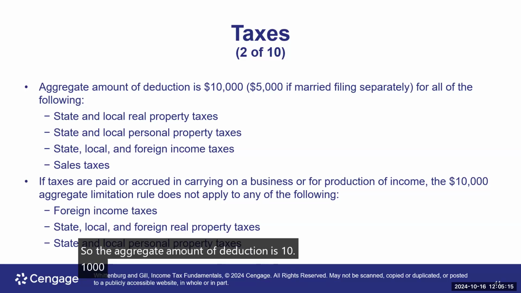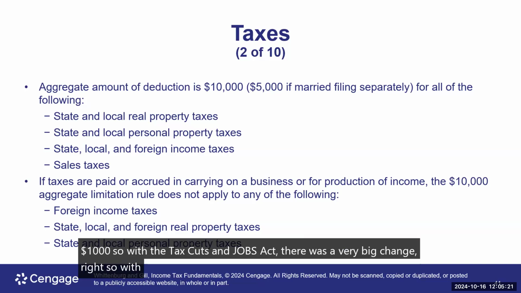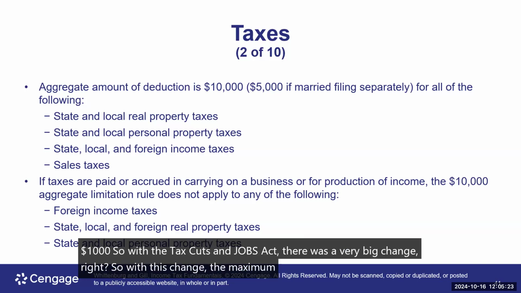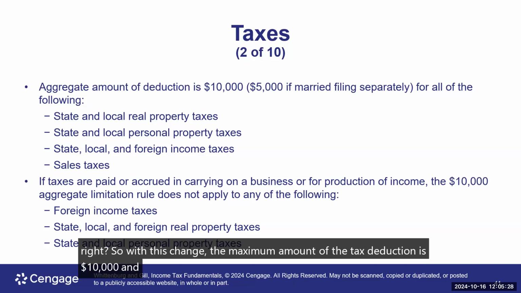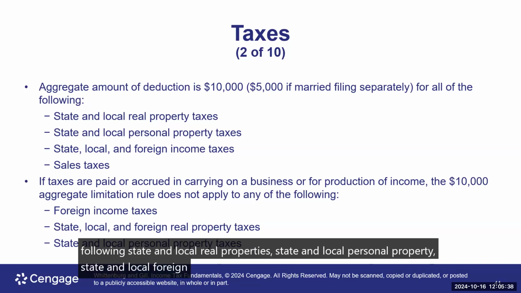So with the Tax Cuts and Jobs Act, there was a very big change, right? So with this change, the maximum amount of the tax deduction is $10,000 and $5,000 if married filing separate. And it applies to all of the following: state and local real property, state and local personal property, state and local foreign income taxes, and sales taxes.